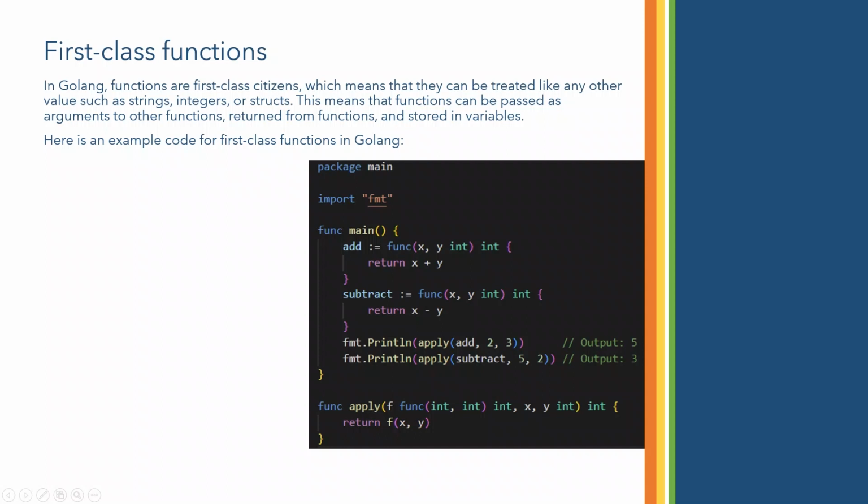If you see apply, add comma 2 comma 3, add is nothing but a function here. 2 comma 3 are the x and y values. Basically this will print 2 plus 3, that is 5. Similarly for the subtract function, 5 comma 2, basically this will be 5 minus 2, that is equal to 3.